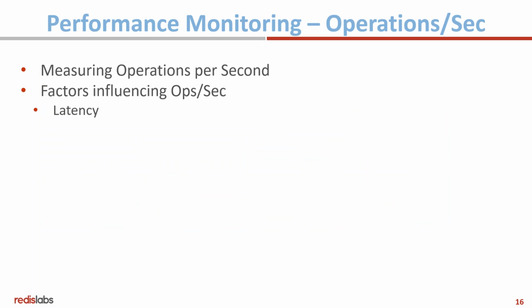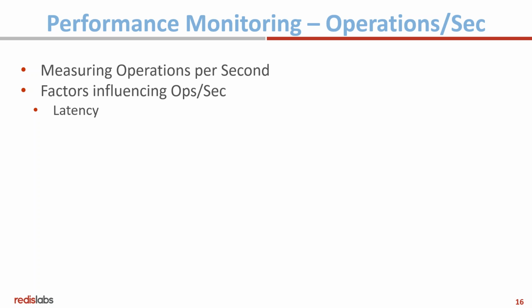The next performance monitoring aspect that you need to keep in mind is operations per second. Operations per second in Redis translates to the total number of commands, out of the 180 plus commands that are there, that you execute within a given second on Redis. This is basically sending the request, the command, and getting a response back.